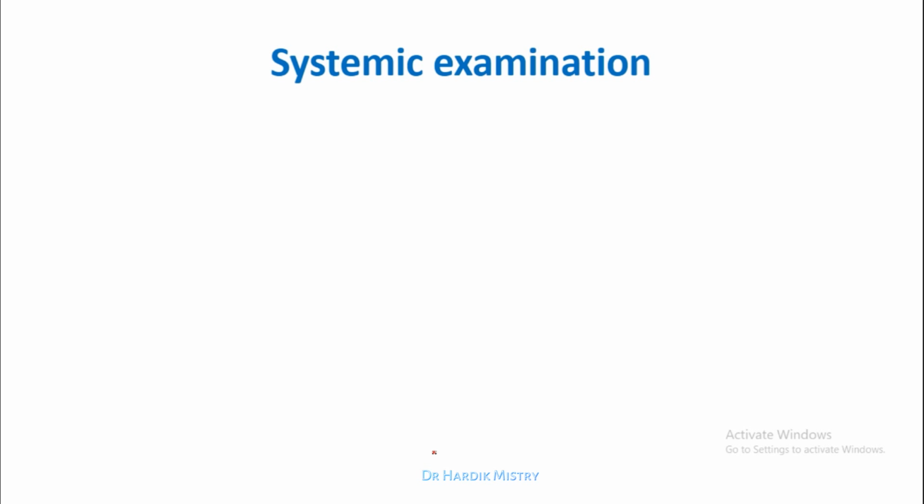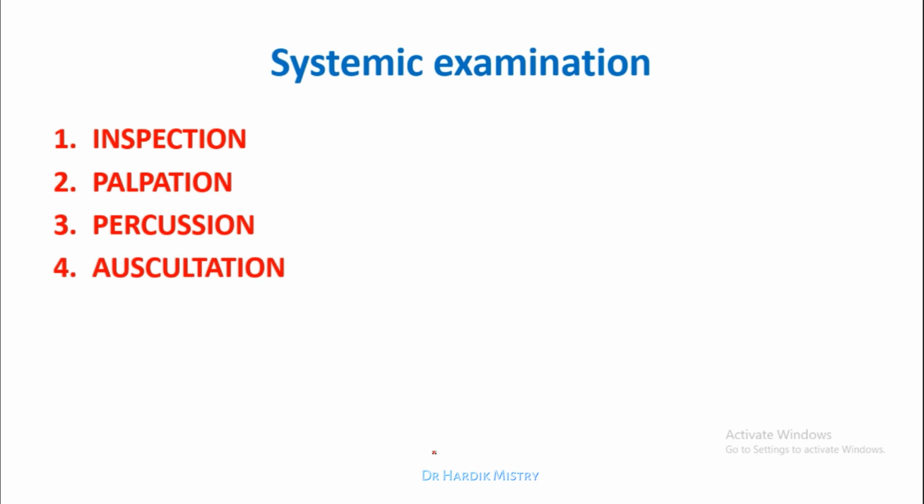So the main headings of the systemic examination for all the systems are inspection, palpation, percussion and auscultation. These are the 4 parts of the systemic examination. I will describe in detail every part in my next session, or part 2 of the history taking and general examination. So please wait for that. Please remember, everyone must follow the systemic examination in this order only. First is inspection, second is palpation, third is percussion, and fourth is auscultation. Alright.